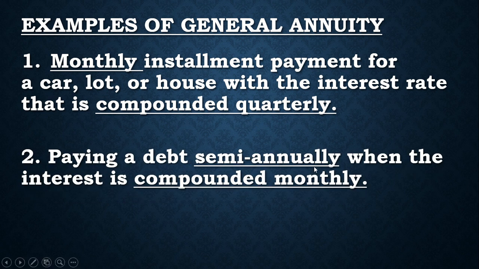Paying a debt semi-annually when the interest is compounded monthly. Halimbawa, ikaw ay may pagkakautang sa bangko, pero ang payment interval mo ay semi-annually. Nagbabayad ka every 6th month of the year. Pero ang interest compounding period mo ay compounded monthly. So, ibig sabihin, ang pinapatong na tubo sa iyong inutang ay compounded monthly. So, semi-annually, payment interval, pero ang interest compounding period ay monthly. So, doon ay magkaiba, kaya we do have general annuity.